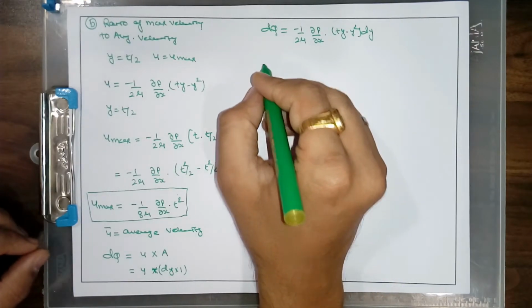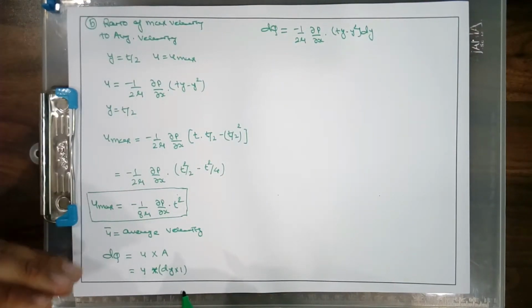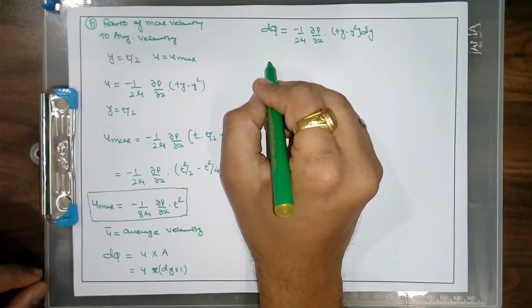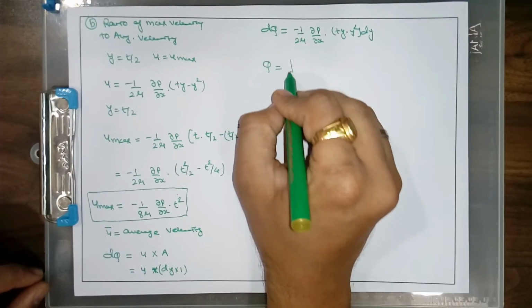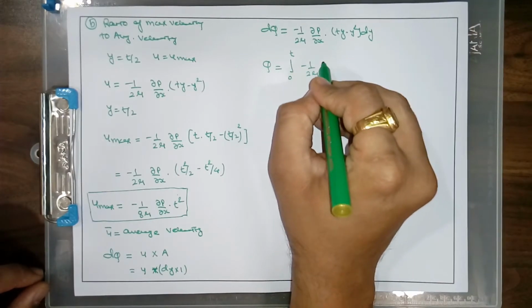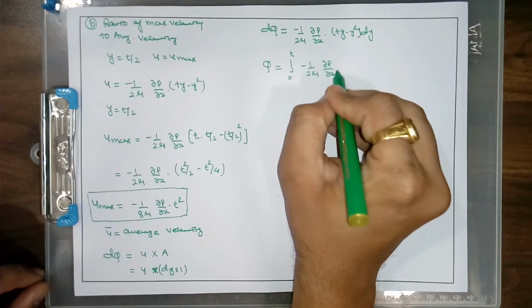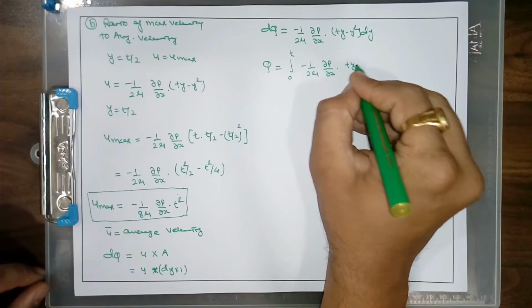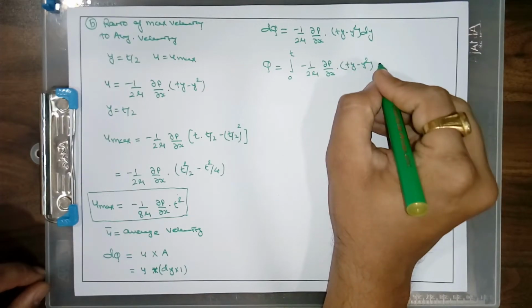So by integrating this expression between 0 to t, we get the total discharge q, which equals the integration from 0 to t of minus 1 by 2 mu del p by del x into ty minus y square into dy.